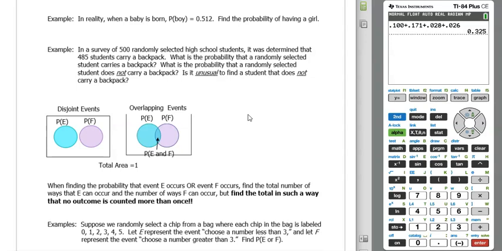And so what about this? In reality, when a baby is born, the probability to get a boy is 0.512, so what's the probability of having a girl? Well, obviously, having a boy and having a girl are complementary events because they're disjoint, and those are the only 2 things in the sample space. And so the probability of getting a boy plus the probability of getting a girl should add up to 1. And since the probability for getting a boy is 0.512, then the probability of getting a girl would just be the difference between that and 1, which is 0.488.